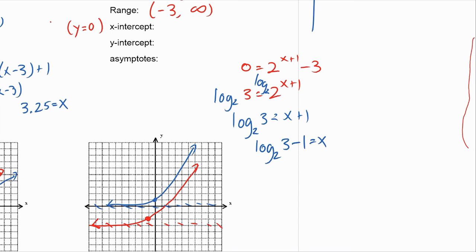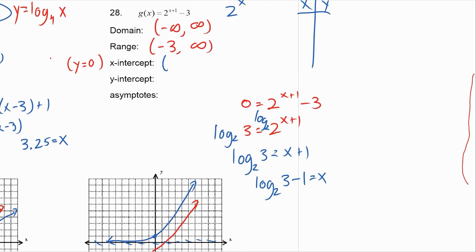x. Now, as weird as this is, that is going to be our x-intercept. So log base 2 of 3 minus 1, comma 0. Because we can't actually figure out the decimal version, that is going to be our acceptable answer.